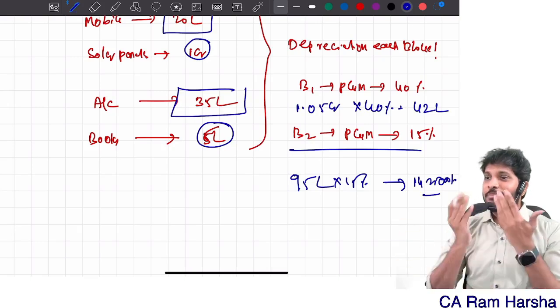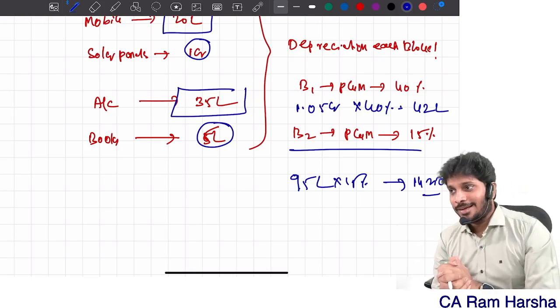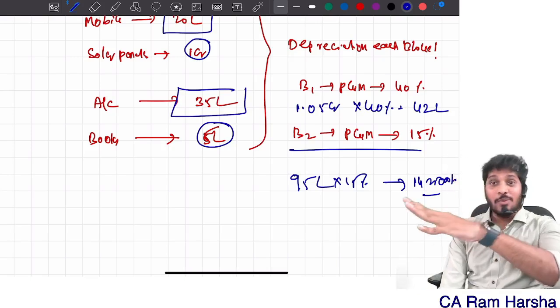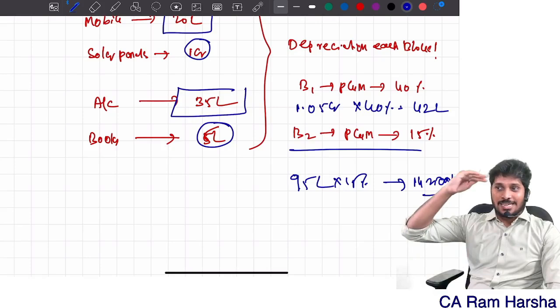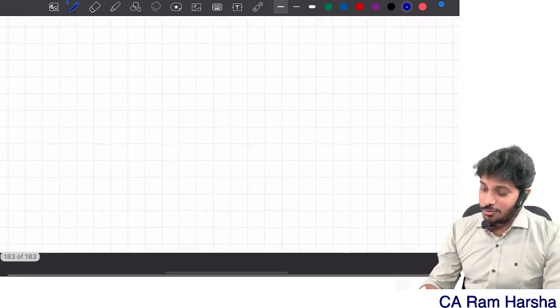This is how you should compute. PGBP, I mean Section 32 depreciation is almost over. Still it is there, don't worry. It's not that easy, but you understood the basic provision. Basic provision is over right now. Now, you know what will happen.